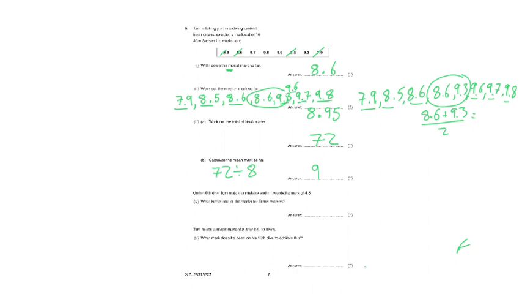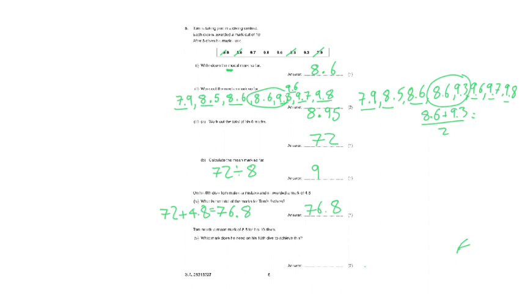On his 9th dive, he makes a mistake and is awarded 4.8. What is the total of marks for the 9 dives? Well, we just add that on and we get 76.8. So 72 plus 4.8 is 76.8.